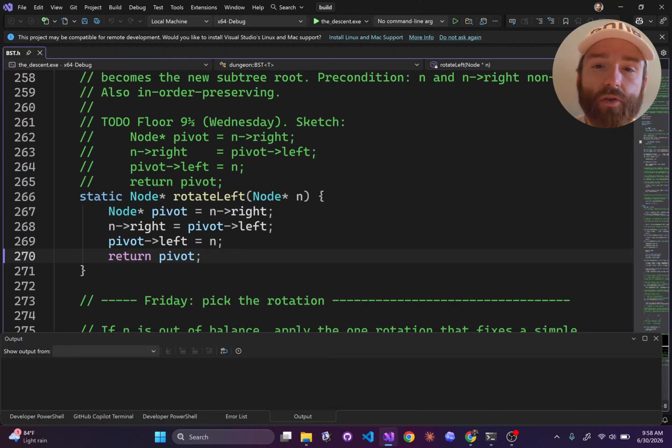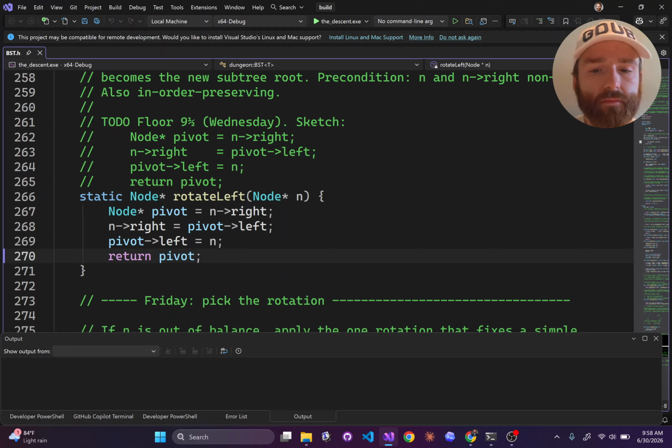Today also has a no-code board segment on Notepad++, which deals with something called the zig-zag, why one rotation isn't always a balancer. And that sets up why the standard set has to work as hard as it does.